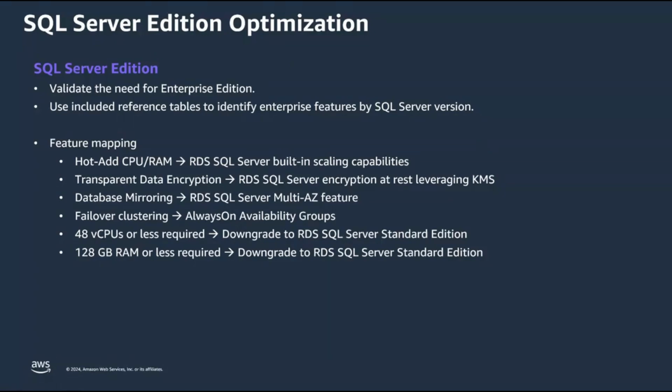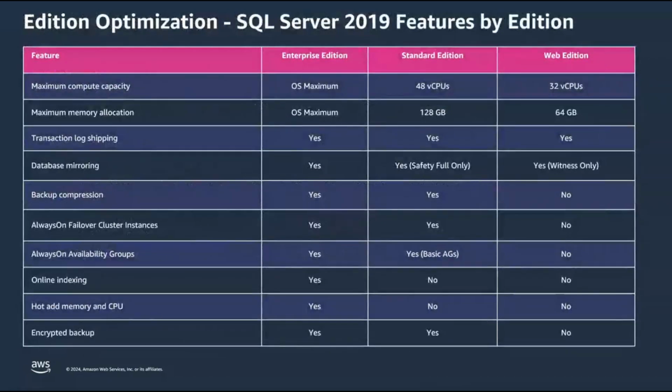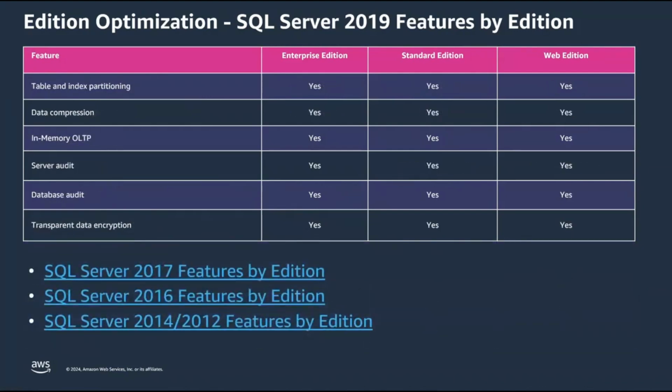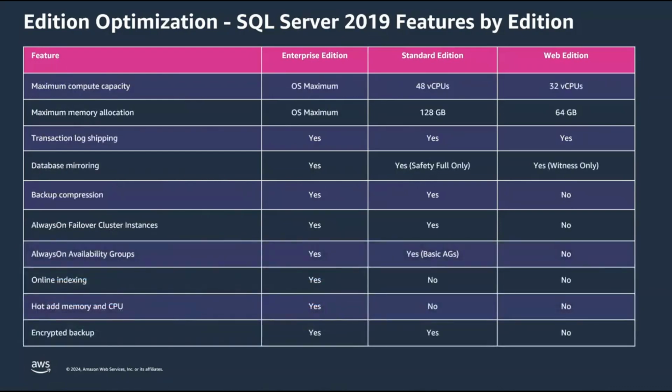Exactly right. So let's see how this applies to our sample workflow. In this table, which is for 2019, basically everything is included in Standard, with the exception of the scale limits Jose brought up: 48 vCPUs and the RAM, which is actually a lot more. Maybe transparent data encryption is also in Standard Edition. There's only online indexing, which I think is on the last page, that is not in Standard.